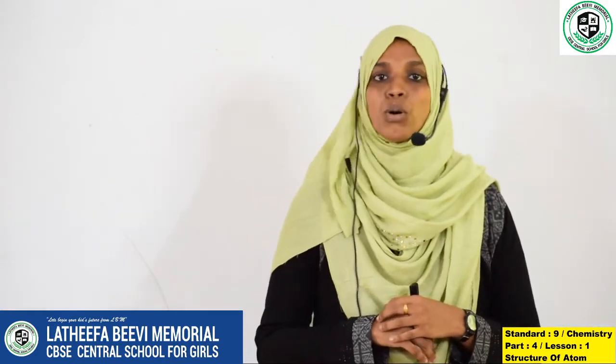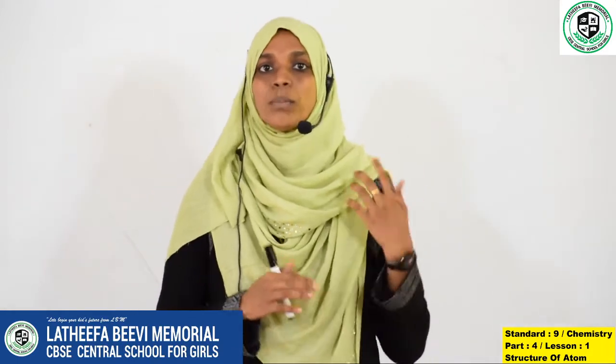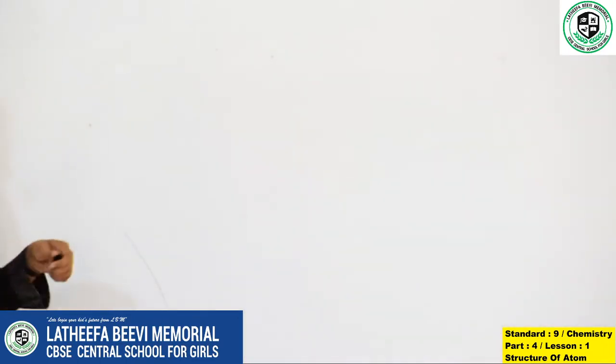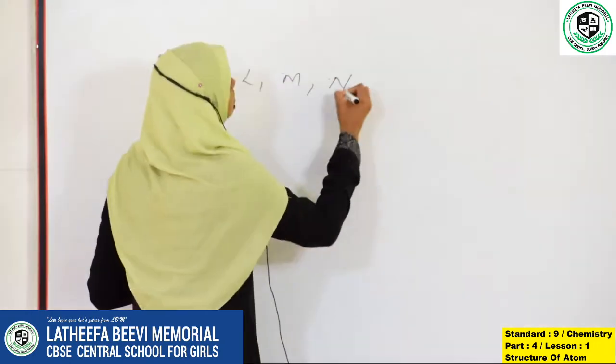So in the previous class we discussed the Bohr model of the atom. According to the Bohr model, electrons revolve around the nucleus in a particular path called an orbit. The orbit is otherwise called a shell or an energy level. According to the shell number, we can classify the shells into K, L, M, N, etc.